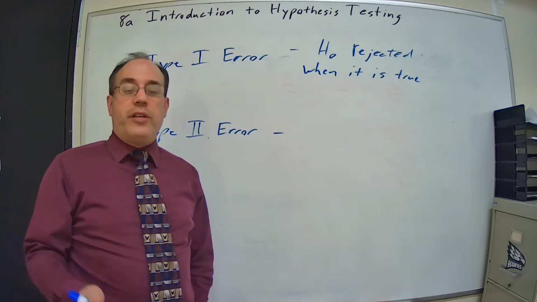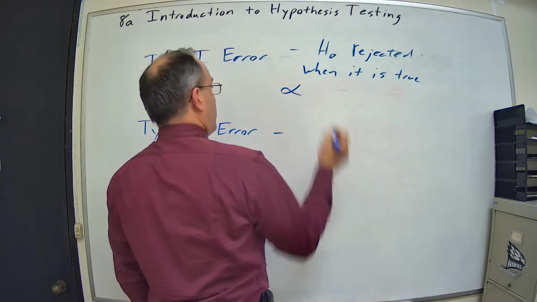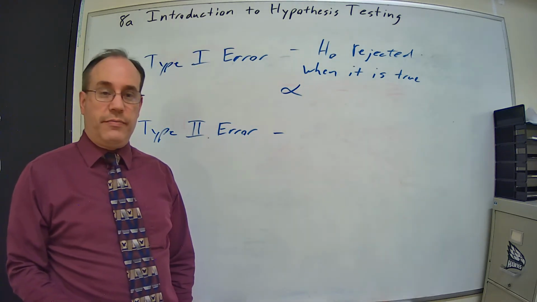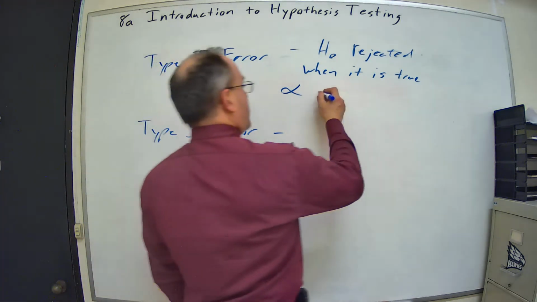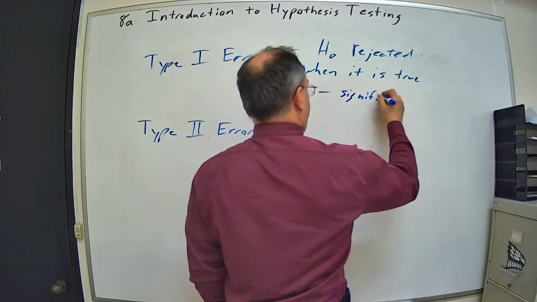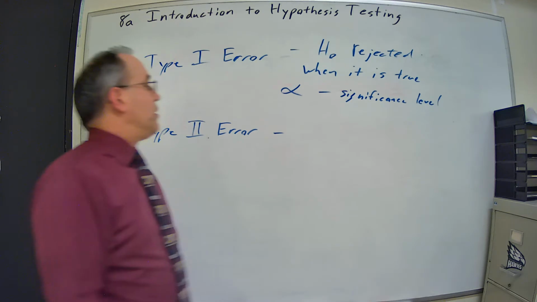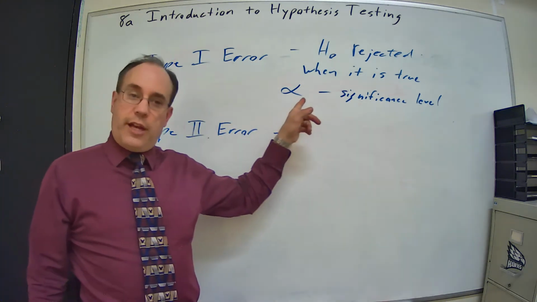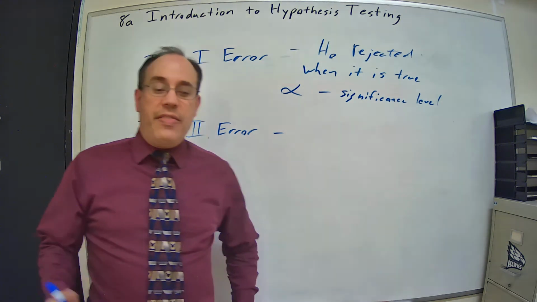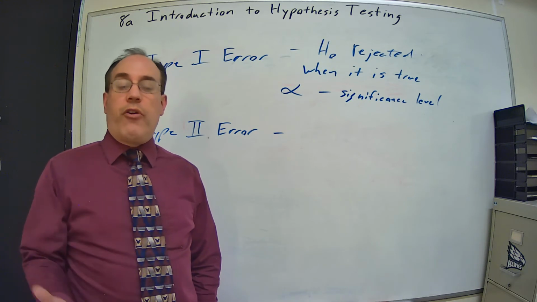The probability of making a type 1 error is equal to alpha. And we call alpha the significance level. So alpha, that's the Greek letter alpha, looks like a fish, okay? Greek letter alpha is the significance level, and that is the probability that we make a type 1 error.